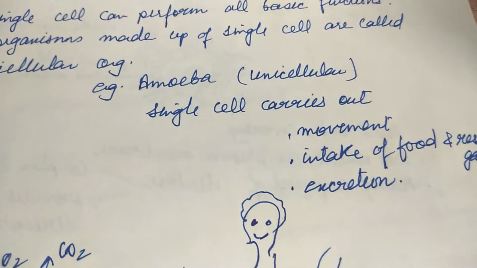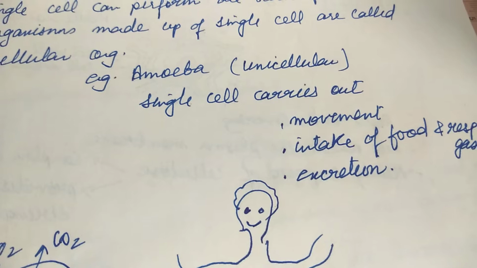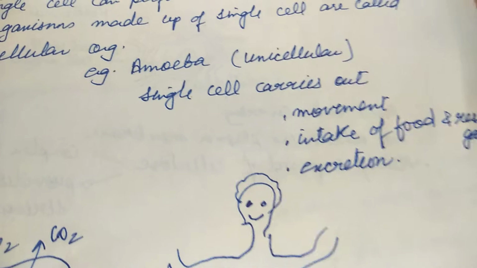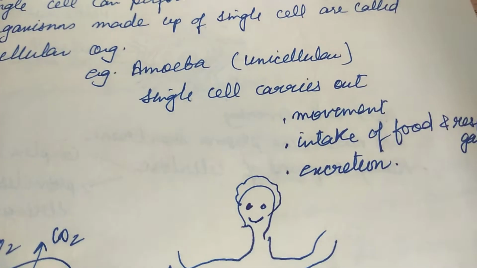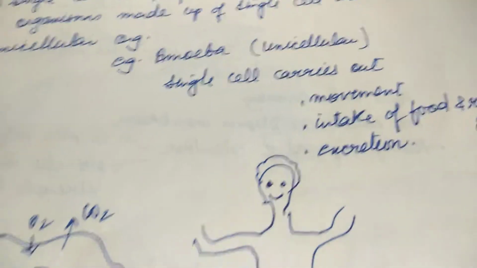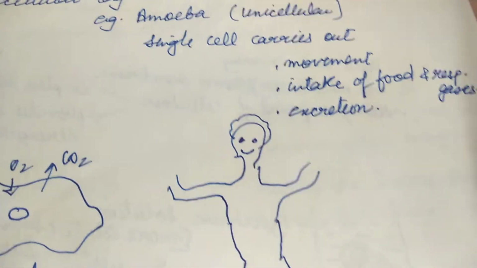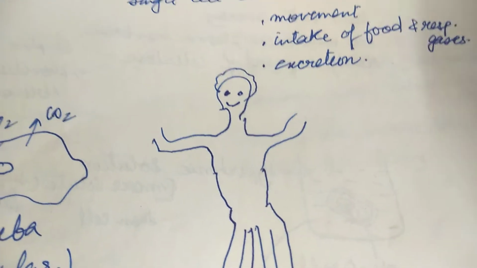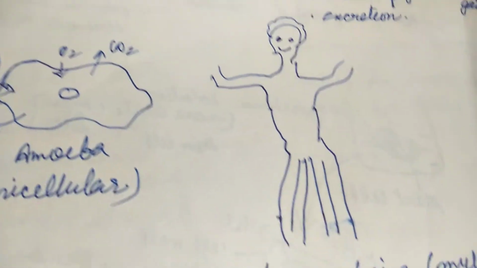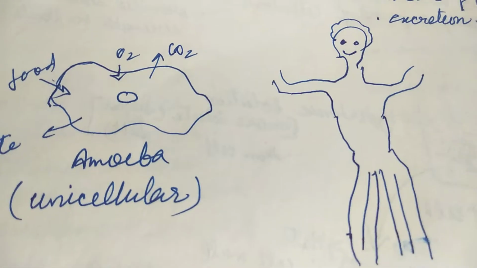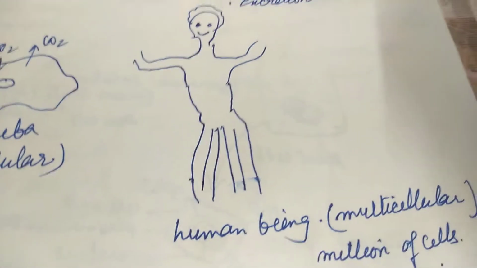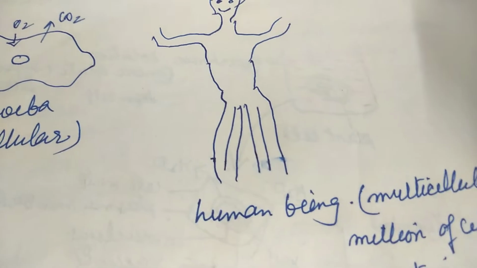Right? And in chapter 5 we have studied that a cell is structural and functional unit of life. So a cell has ability to perform all its functions which are required to live. But there are multicellular organisms also made up of many cells. So if we compare unicellular and multicellular, like amoeba, it's unicellular, right? And if you take a human being, it's multicellular and made up of millions of cells.